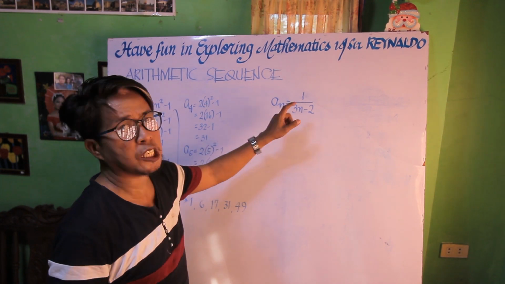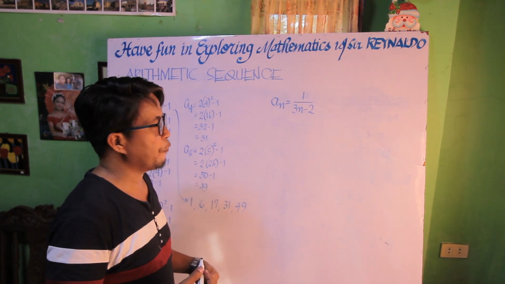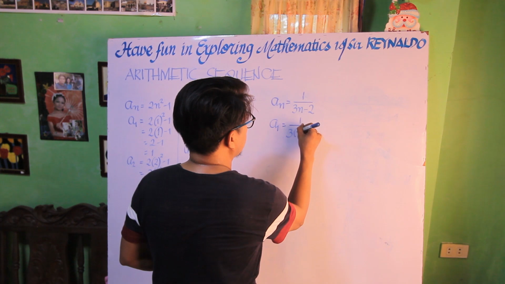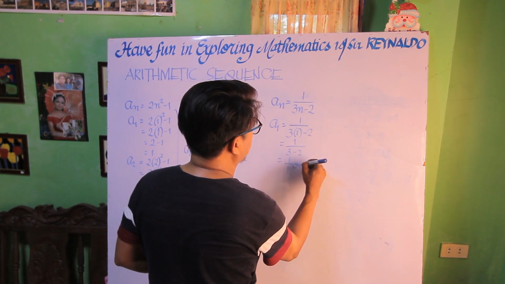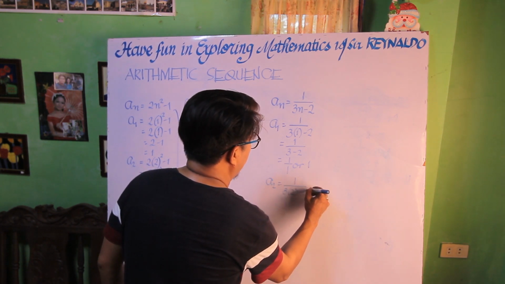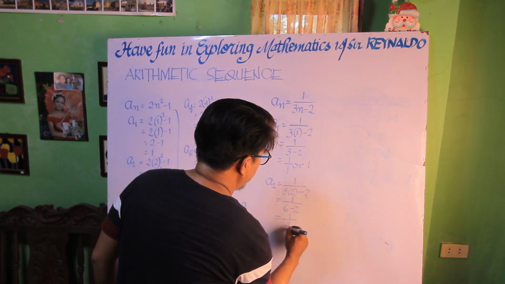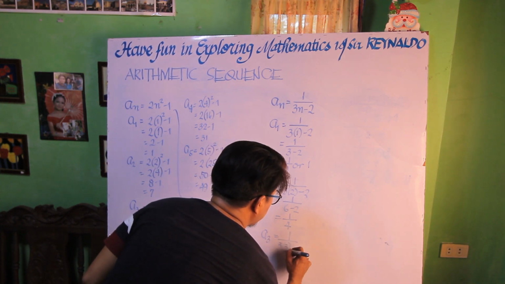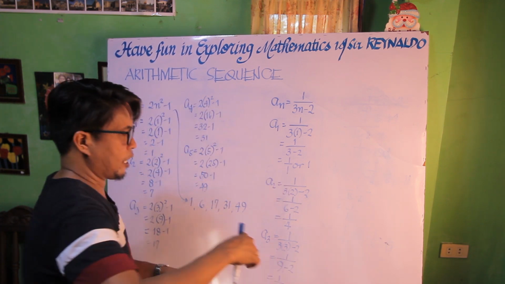Okay, how about a sub n is equivalent to 1 over 3n minus 2? So again, we simply substitute the values of n such as 1, 2, 3, 4, and 5. So a sub 1 is equivalent to 1 over 3 times 1 minus 2, will be now equal to 1 over 3 minus 2, or 1 over 1, or simply 1. A sub 2 will be 1 over 3 times 2 minus 2, which is 1 over 6 minus 2. Therefore, we have 1 over 4. Then we have a sub 3 equal to 1 over 3 times 3 minus 2, which is 1 over 9 minus 2, and that is equivalent to 1 over 7.